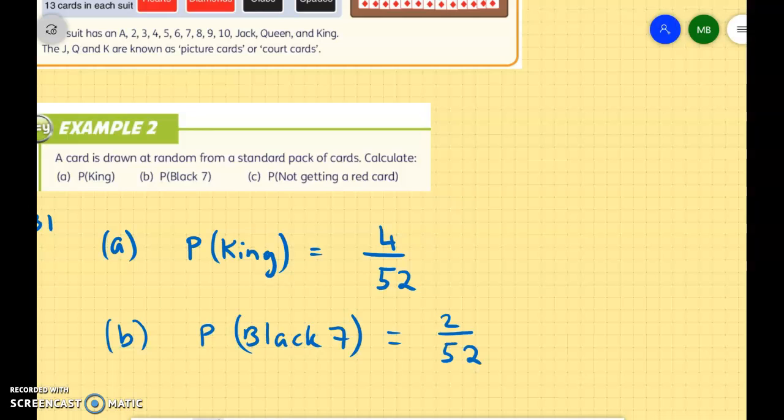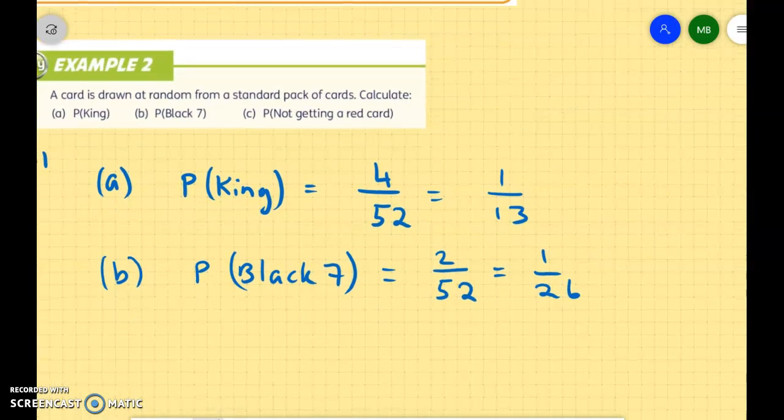Now, what I forgot to say to you was that you can actually simplify these fractions. So if we divide the top and the bottom here in the 2 over 52, that will give us 1 over 26. And if we do the same for part A, if we divide the top by 4, we'll get 1. And if we divide the bottom by 4, we'll get 13.